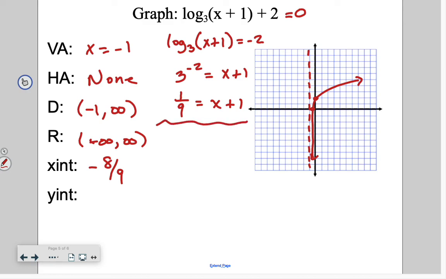Last part, and this one is easy because it's on the graph. The y-intercept is 2. It happens to be the point we shifted, but that's not usually the case. So let's kind of go through the solving of that as well. Y-intercept is when x equals 0. We said that already. So if I plug 0 in, we would have the log base 3. If I plug 0 in, my argument is 1. And then we have a plus 2.